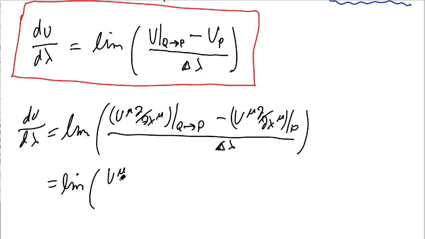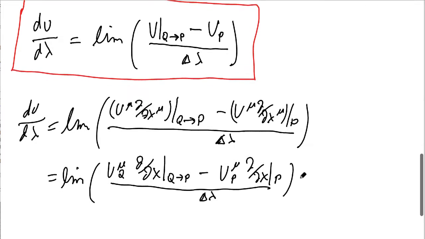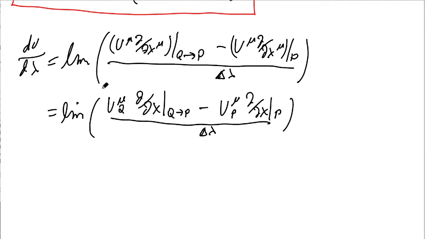So this is v mu at point Q times d by dx mu at point Q transported to point P, minus v mu at point P times d by dx mu at point P. All of that divided by delta lambda. And I forgot the mu's here and here.